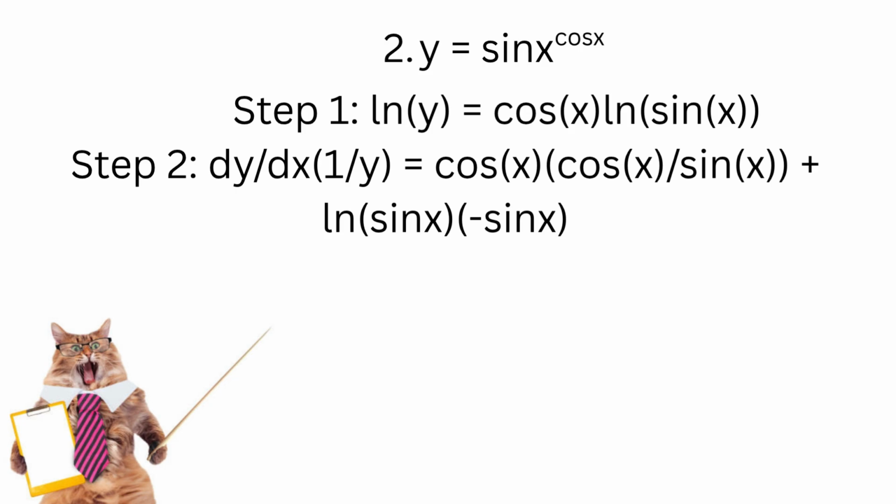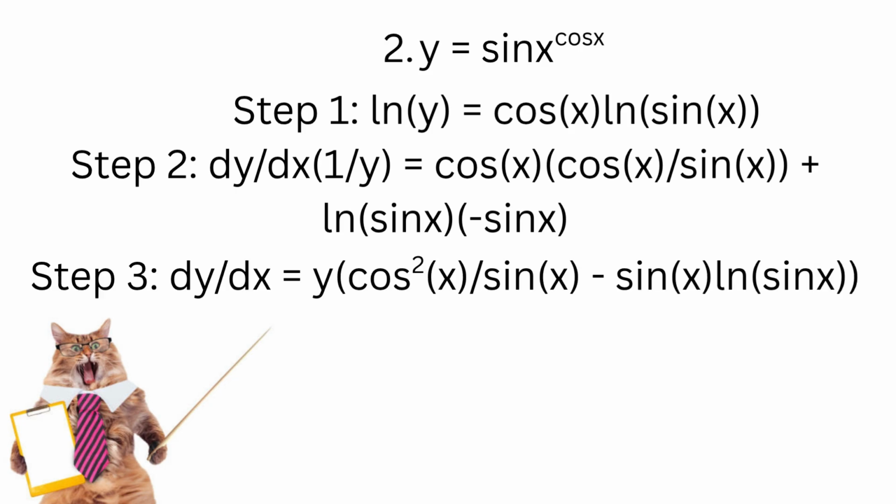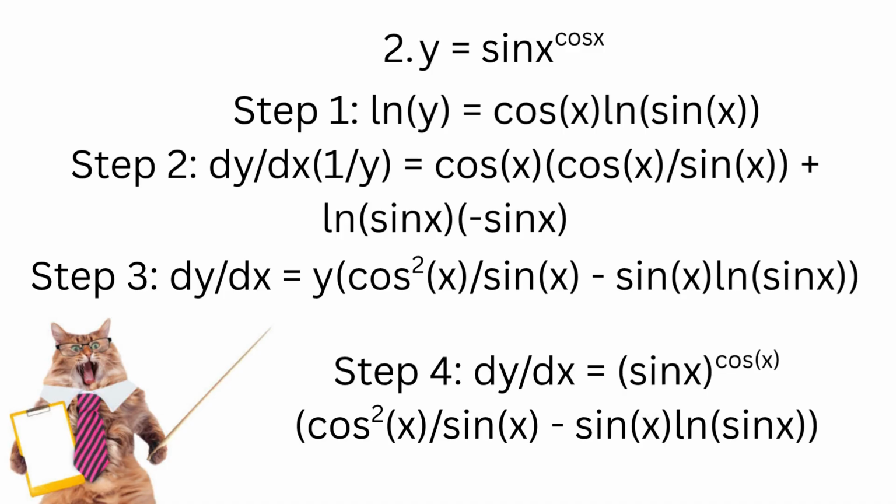So just like before, for step 3, we're going to isolate dy dx and simplify what we had on the right. So once we do that, we get dy dx equals y times cos squared of x divided by sine of x minus sine of x times the natural log of sine of x. And then once again, our final step is to just substitute y for the original expression. So then we get sine of x to the power of cos of x times cos squared of x over sine of x minus sine of x times the natural log of sine of x.